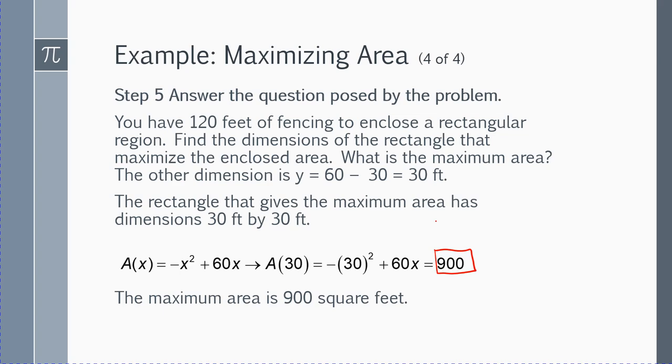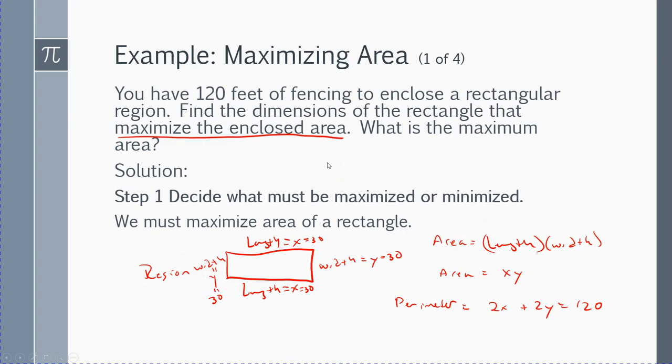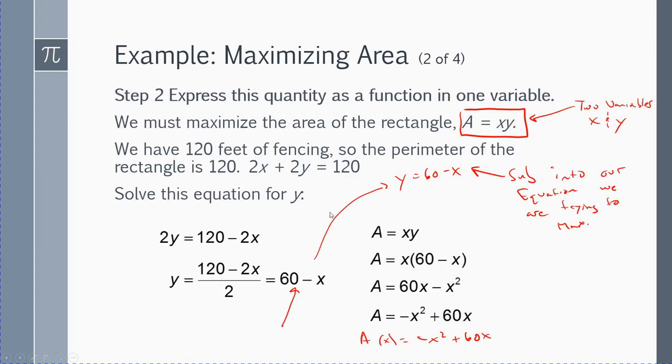All right, so I know these last problems are a bit tricky, but the way you tackle them is you're most likely going to need two equations. You're going to need what I call this constraint equation, and you plug it into whatever equation you're trying to maximize or minimize.